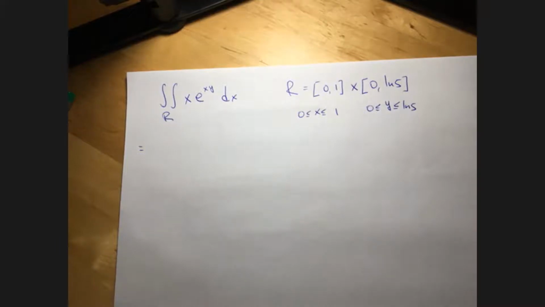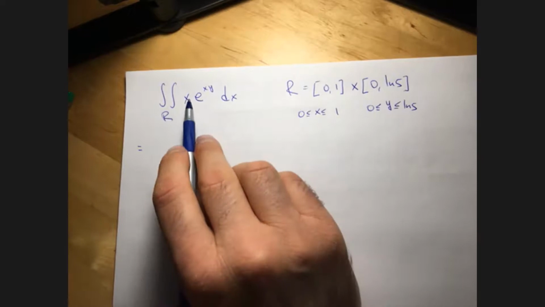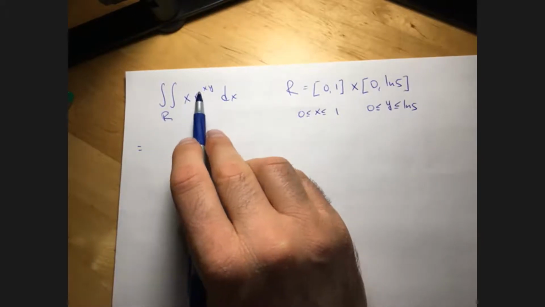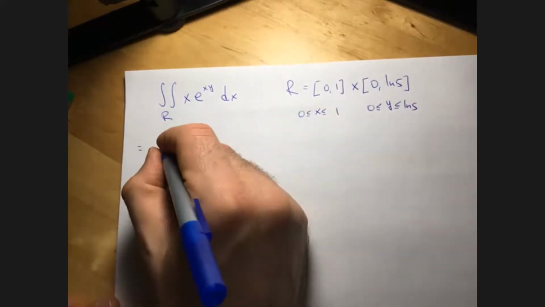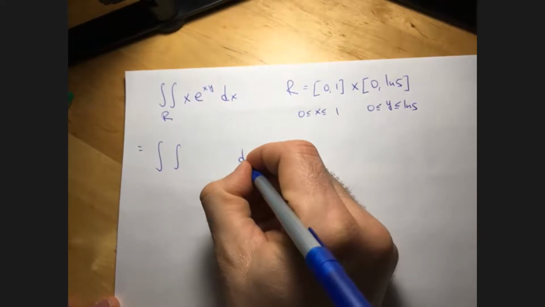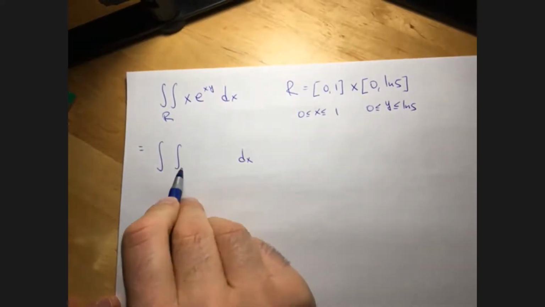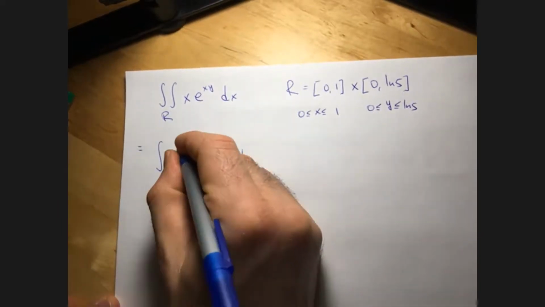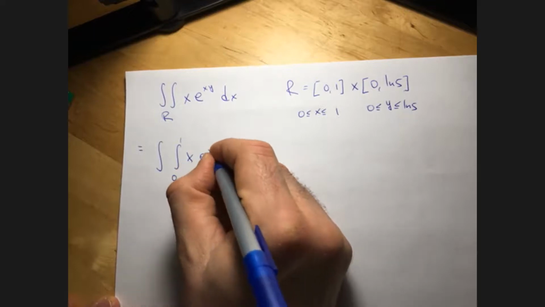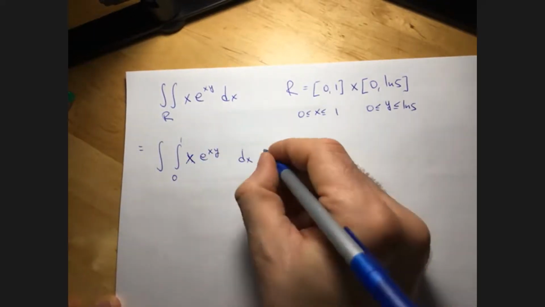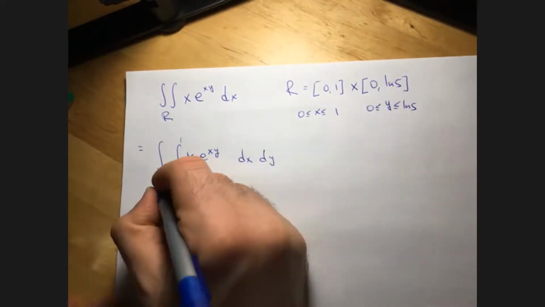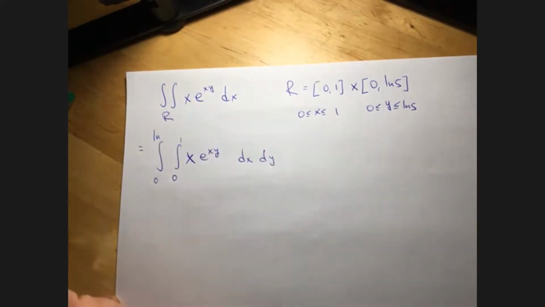Now again, it's up to you. If you integrate first with respect to x, you have to use integration by parts. Okay, so why don't we do it that way. So first integrate with respect to x. So x runs from 0 to 1, x e to the power xy, and then dy, and y runs from 0 to ln of 5.